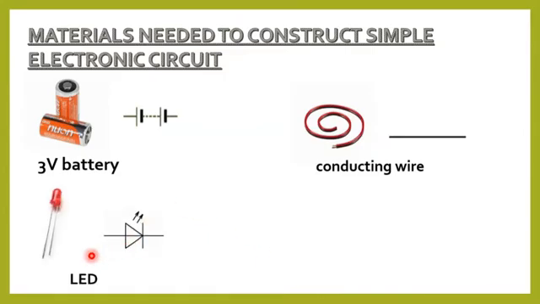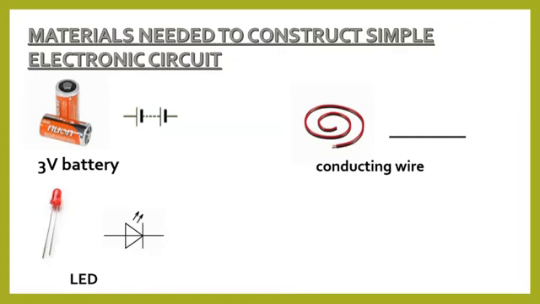Then we have the LED. Now the LED appears in several forms. This is one of the real diagrams of an LED. I'm sure you have seen it before. They come in several colors. Then we have the circuit symbol as I pointed out earlier. So this is the circuit symbol for the LED.